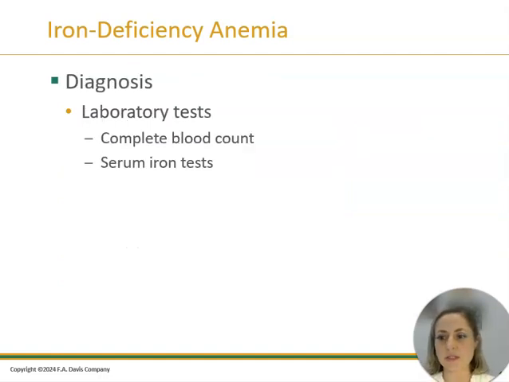We're going to diagnose this looking at a CBC, which is the complete blood count, and what we'll see on there is a decreased hemoglobin and hematocrit. And then we can also directly test iron and see what somebody's iron levels are and their ferritin, transferrin, and their iron binding capacity.